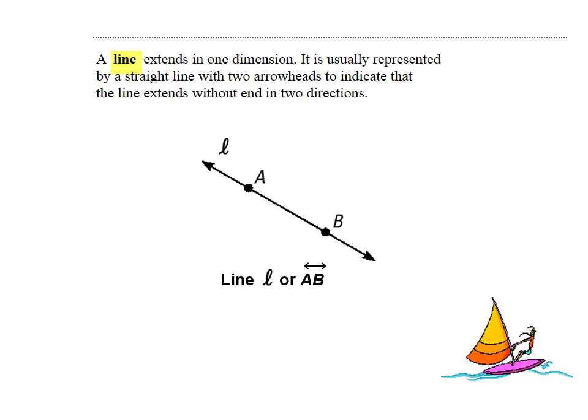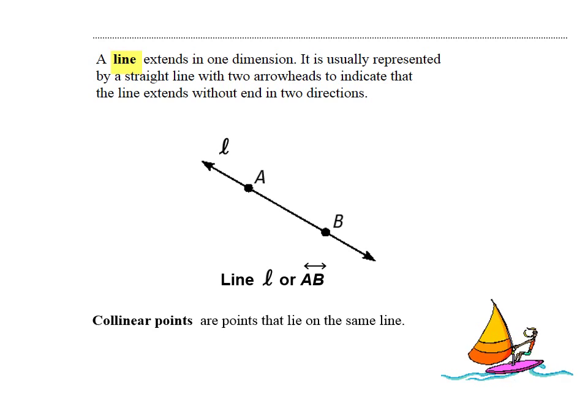We can name a line two different ways. One with a lowercase cursive letter. Notice the cursive letter L is located by the arrow. We call that line L. Another way is by using any 2 points on the line. In this case, it is line AB. Notice the notation with the arrows on top of AB. This represents a line.